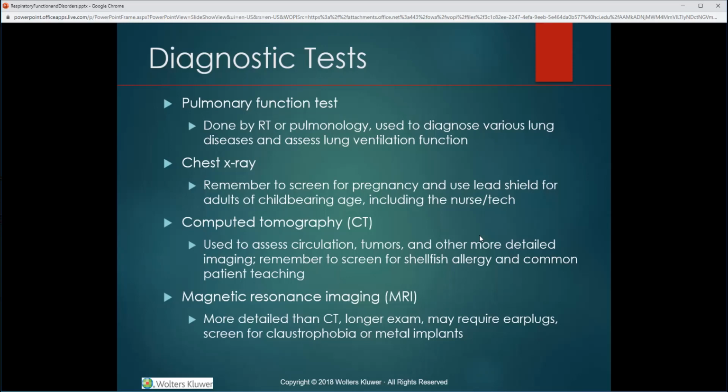Make sure, if you're of childbearing age, or if the nurse needs to be in the room with them, or maybe you're doing the chest x-ray on a baby and mom needs to be in the room, lead apron. That's pretty much it. All you need to know about an x-ray.